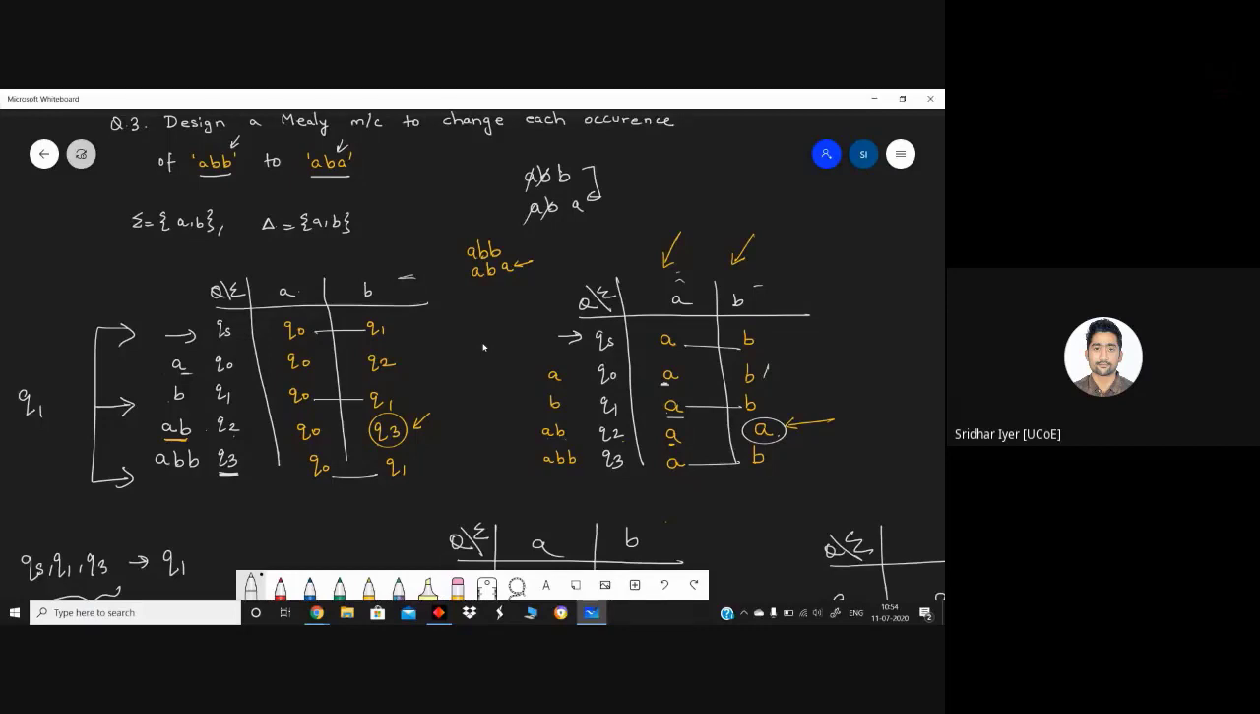And Q3 on B, ABBB. So we should get output as ABAB. Correct. You should get it ideally. Are you getting that? Kindly let me know whenever you're done with the simulation.